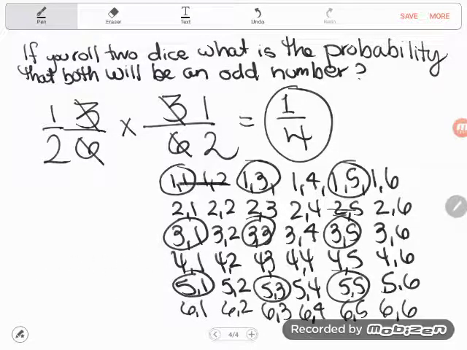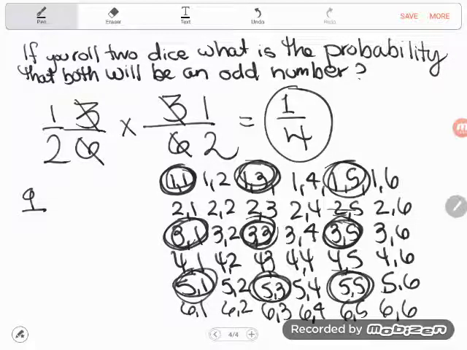Okay, so let's see. How many are winners? 1, 2, 3, 4, 5, 6, 7, 8, 9. Okay, we have 9 winning rolls out of how many total rolls? Well, I see 1, 2, 3, 4, 5, 6 rolls in each row, and 1, 2, 3, 4, 5, 6 rows. I could count them up, but I'm too lazy. 6 times 6 is 36. Great. Now we're almost done, but as we know, all final fraction answers must be reduced.